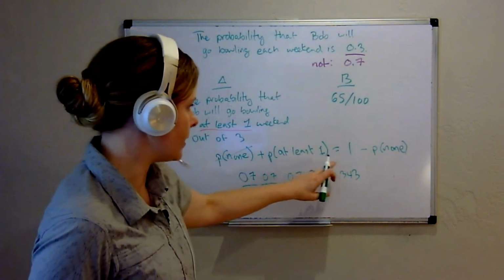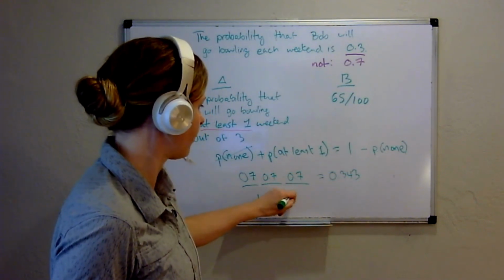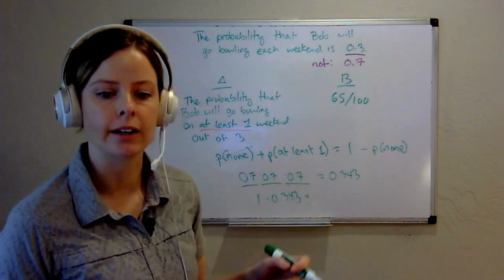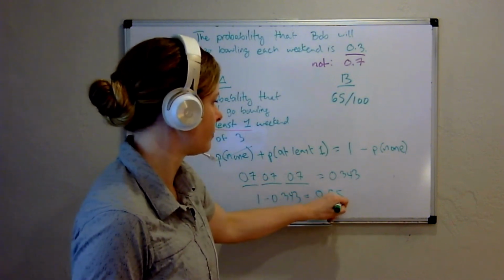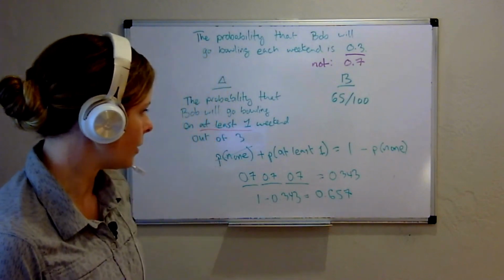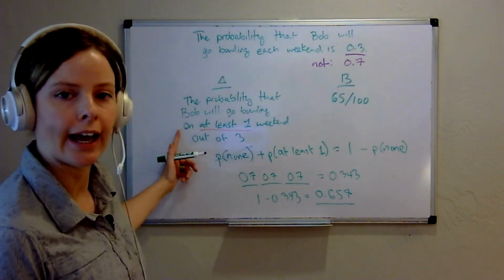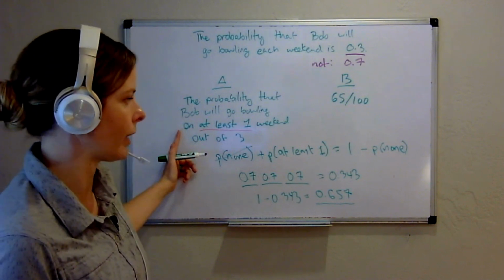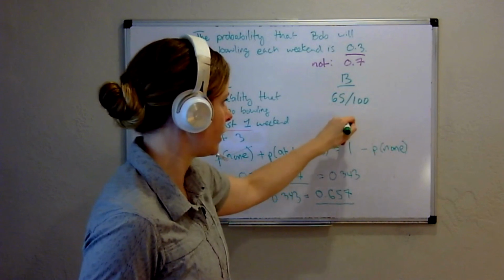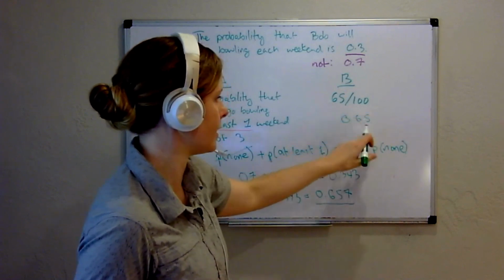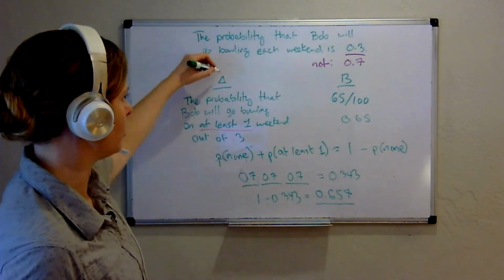And what we want is 1 minus that. So 1 minus 0.343. Again, I would just go ahead and do this in my calculator, and you would get 0.657. So this is the probability that he will go bowling at least once during these 3 weekends. Now we're comparing this to 65 over 100. You could just rewrite this as 0.65. So which of these two numbers is bigger? It is going to be A.